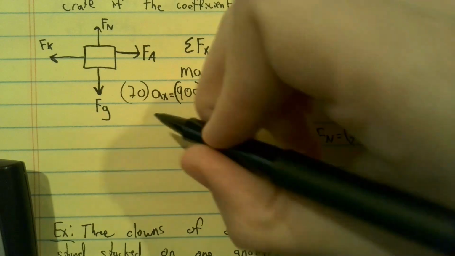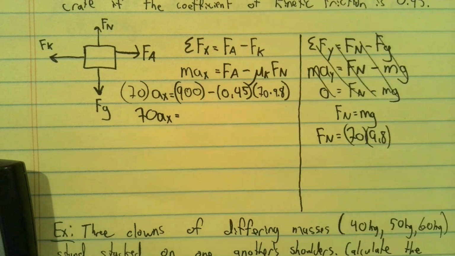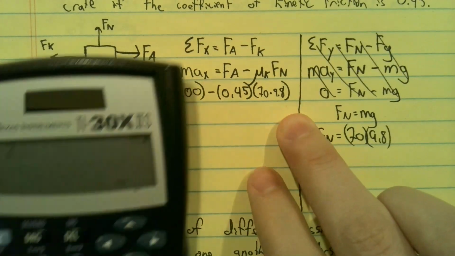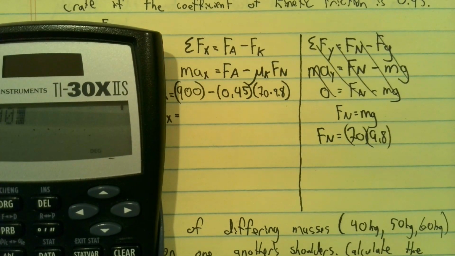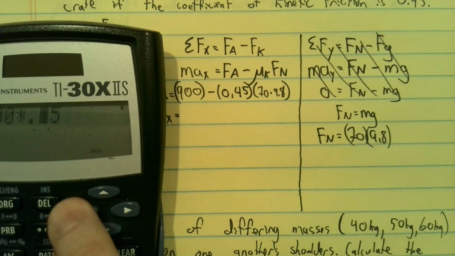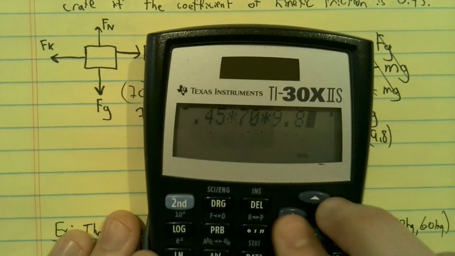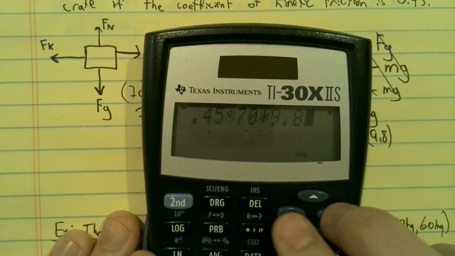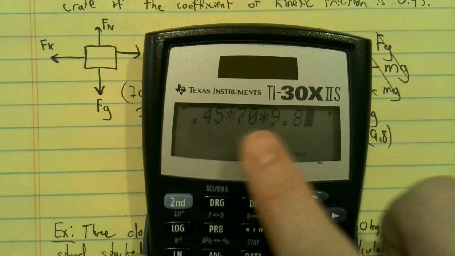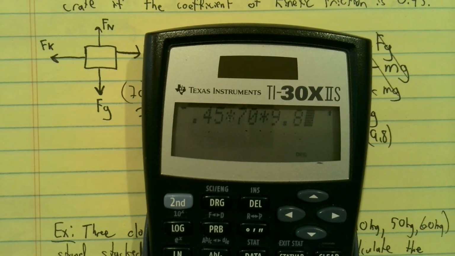Anyway, let's simplify this. So I'm going to leave the left-hand side 70ax, but I can type this whole thing in my calculator at once. It'll be 900 minus 0.45 times 70 times 9.8. It's important to have a calculator where you can type everything in before hitting enter. If you use an iPhone calculator for this, you'll get the wrong answer. The calculator does order of operations here before subtracting. It'll multiply these three numbers before subtracting.